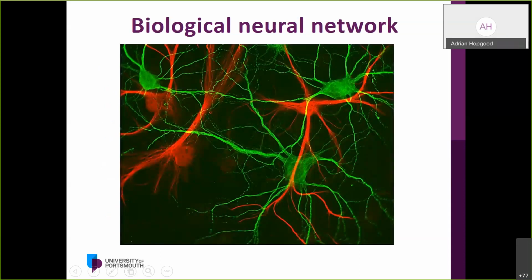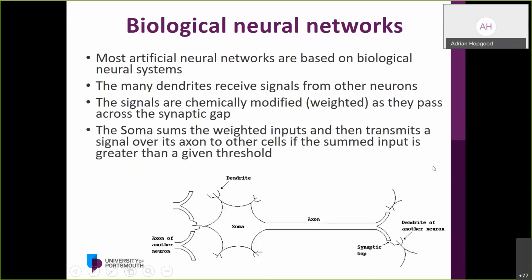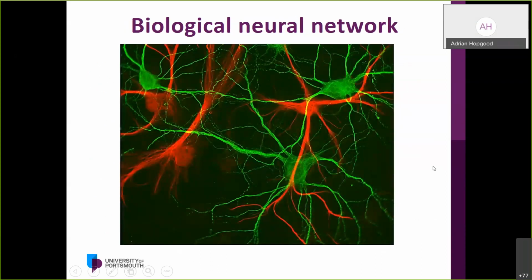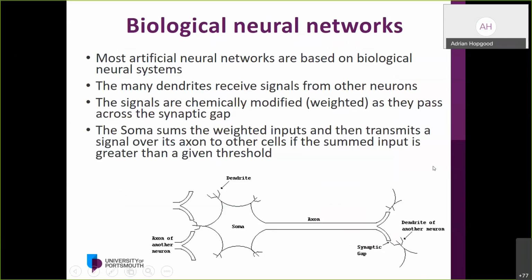So this is what a biological neural network might look like. Very complex networks of axons, neurons, all connected together in unimaginably complex ways. So the link to the artificial neural networks that we use in computer systems is tenuous, I would say. Most artificial neural networks are inspired by the biological neural networks, but I think they're very much a pale representation from my point of view.